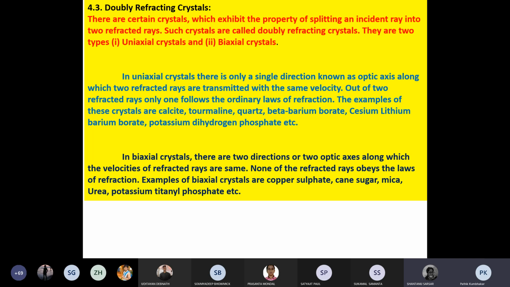So anyway, just remember that there are certain crystalline materials where there are two optic axis directions along which the velocities of the refracted rays are the same, and then the light ray doesn't get separated. Some common examples are urea crystal, copper sulfate, cane sugar and mica; these are examples of biaxial crystals. So there are two optic axis directions. This was some introductory discussion on doubly refracting crystals; at least remember what the phenomenon of double refraction is, what a uniaxial crystal is, and what a biaxial crystal is.